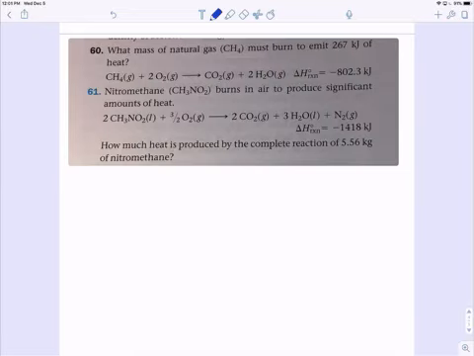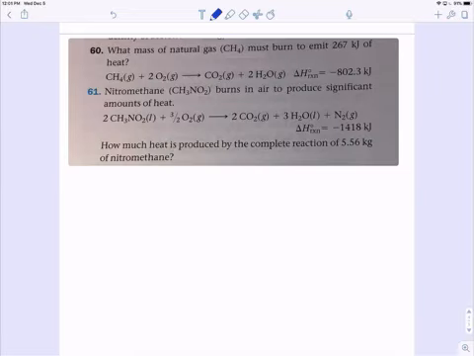How do you know if something is diamagnetic? We are going to cover that later. Paramagnetic means unpaired electrons, one or more unpaired electrons. Diamagnetic means they're all paired. But we will cover that. I have problems on that coming up.